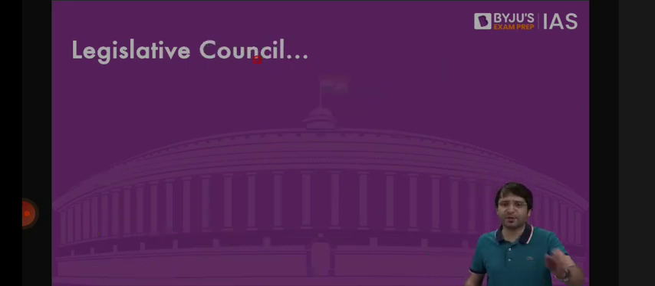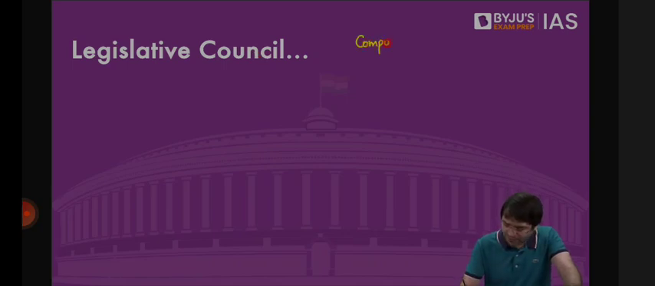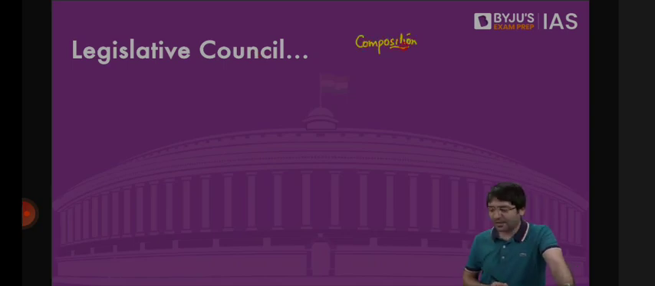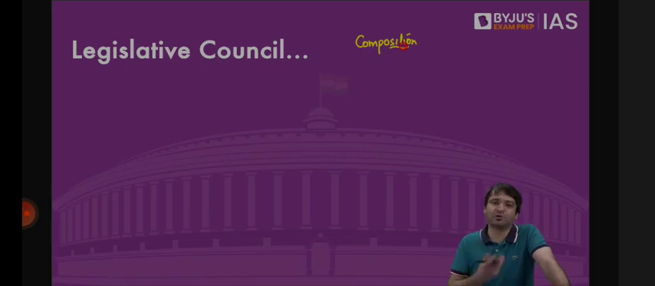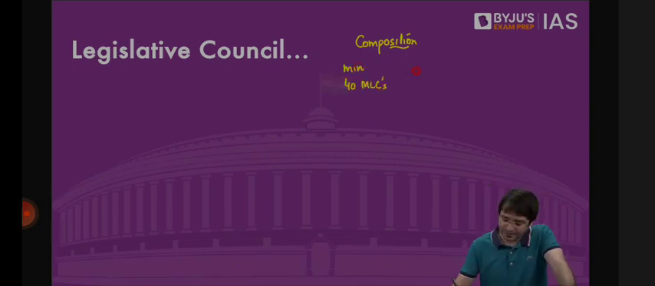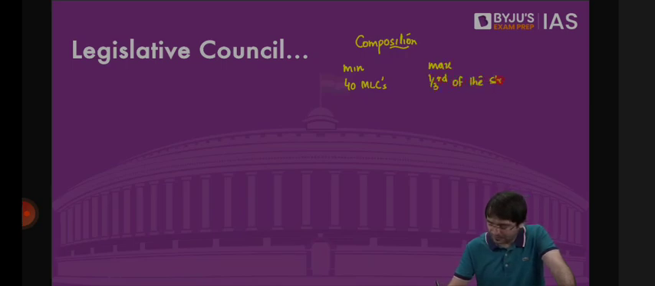Why? Now listen to me carefully. What is going to be the composition of the Legislative Council? Again, this is something which is not mentioned in the Constitution. It varies from state to state. But the Constitution has prescribed a range. And what is that range? Minimum we can have 40 MLCs, members of the Legislative Council. Maximum we can have 1/3 of the strength of the Legislative Assembly.